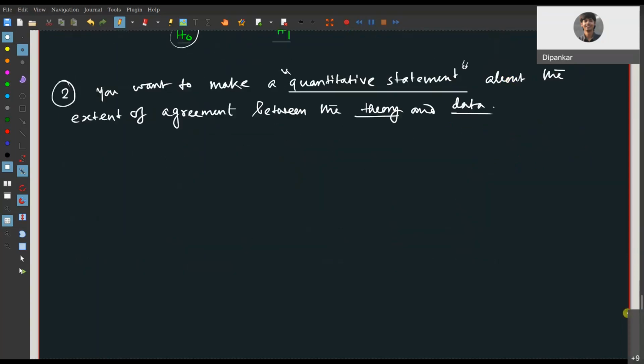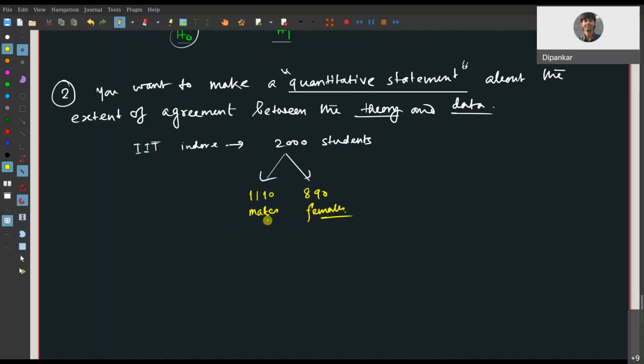The example of this kind will be, suppose in IIT Indore, we have now a total of 2000 students, and you calculate the gender ratio, and you find that there are 1110 males, and the rest, which is around 890, I guess, are females. Apart from saying males and females, maybe boys and girls are better. So there are 1110 boys, and there are 890 girls. Okay, so this is your data, and you want to make a quantitative statement.